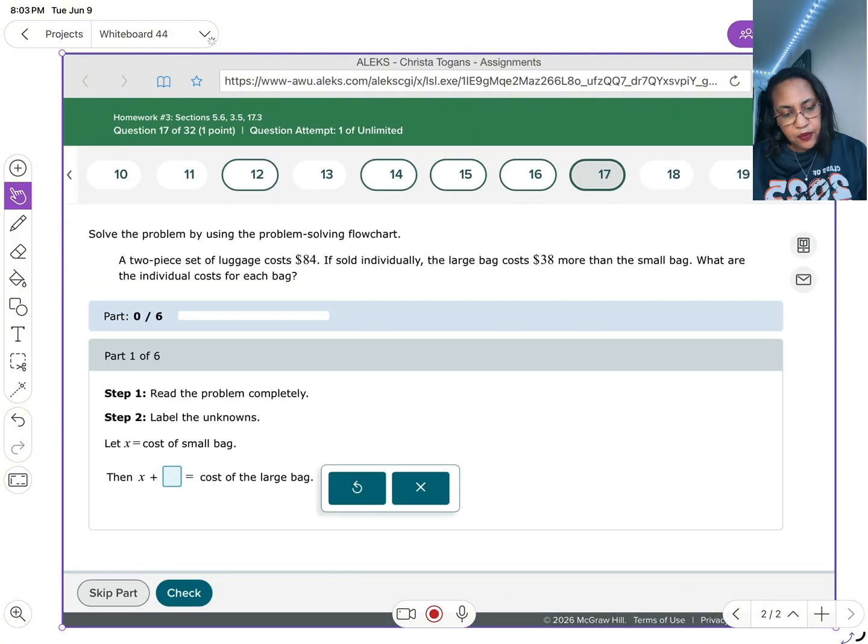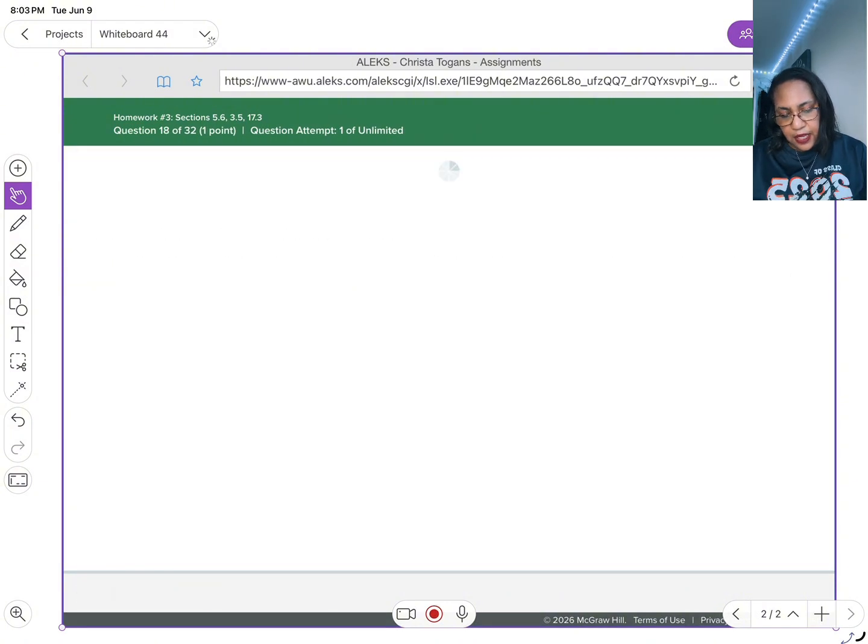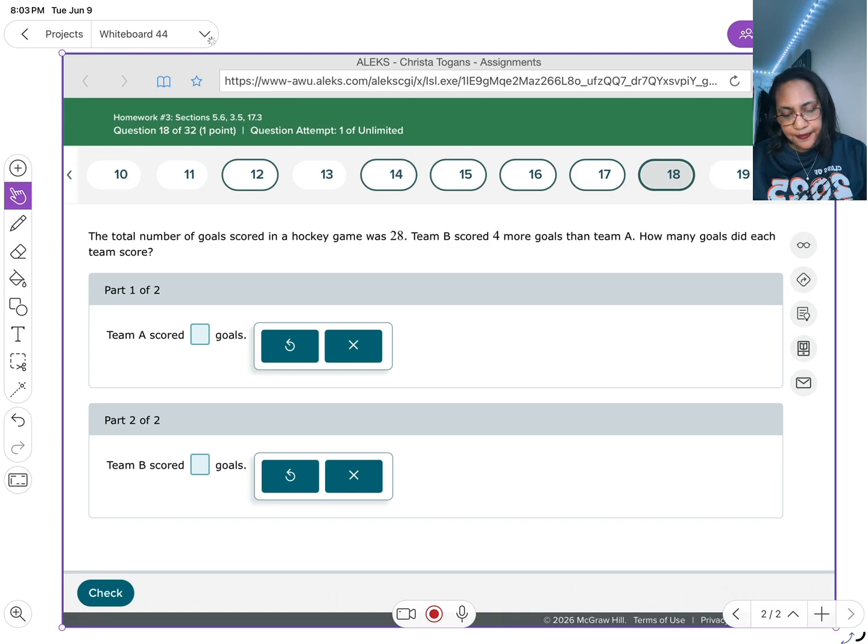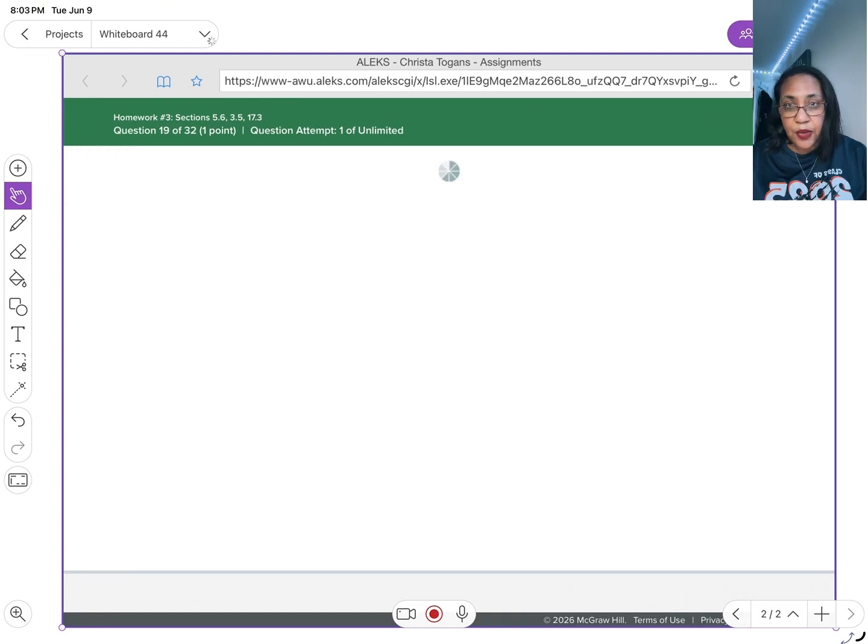Same thing here with 17. And then same thing with 18. And here we go with absolute value.